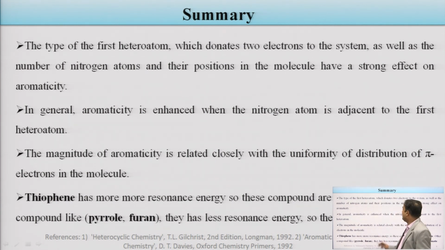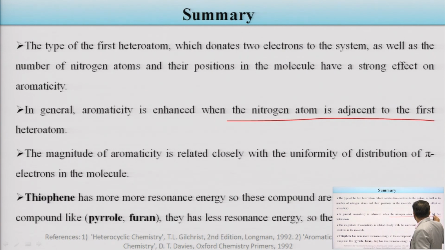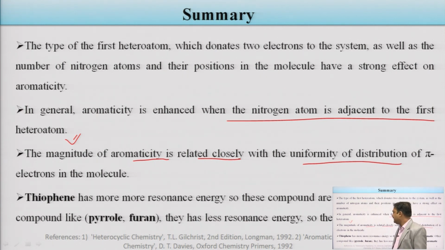The type of first atom which donates 2 electrons in the system, as well as the number of nitrogen atoms and their position in the molecule, have a strong effect on the aromaticity, as I told you before. In general, aromaticity is enhanced when the nitrogen atom is adjacent to the first heteroatom. Okay. So, this is the point which is very, very important. Aromaticity is enhanced when the nitrogen atom is adjacent to the first heteroatom. The magnitude of aromaticity is related closely with the uniformity of the distribution of pi electrons in the molecules.